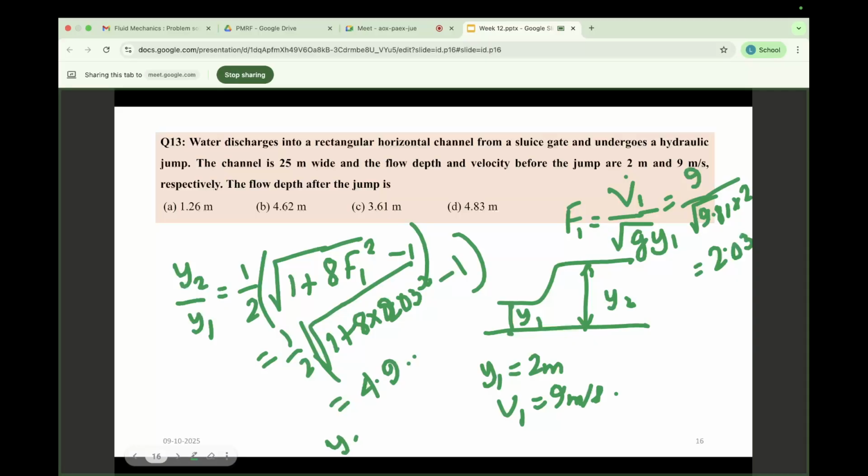So y2 is this one into y1, which is 4.83 meter. So the correct answer here is 4.83 meter. Okay.